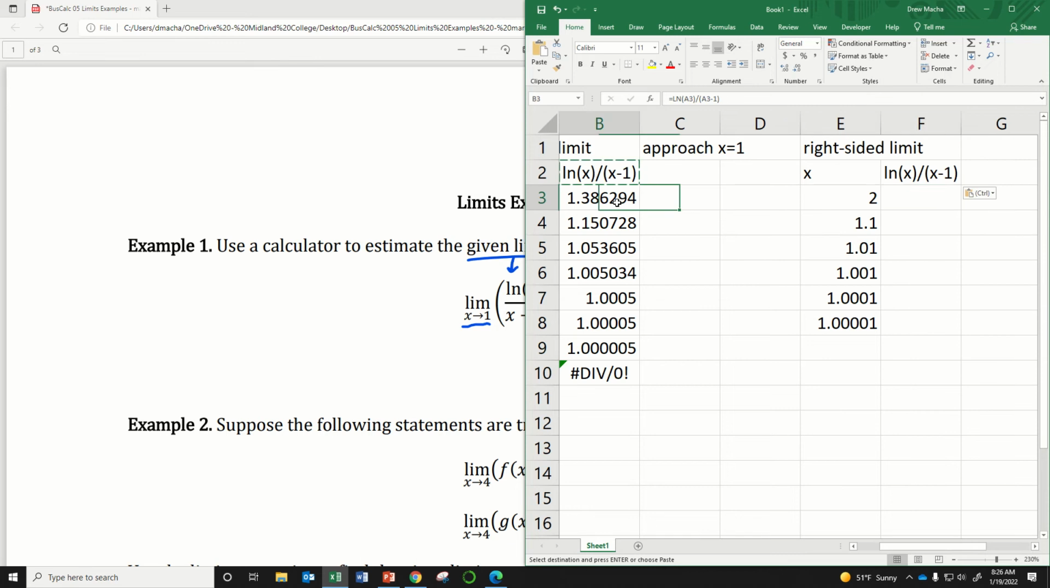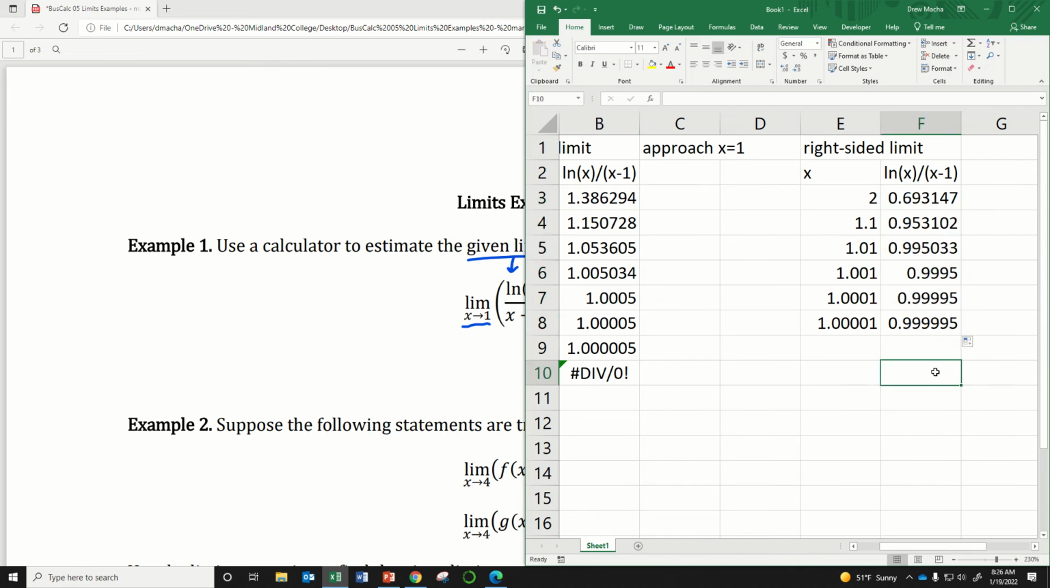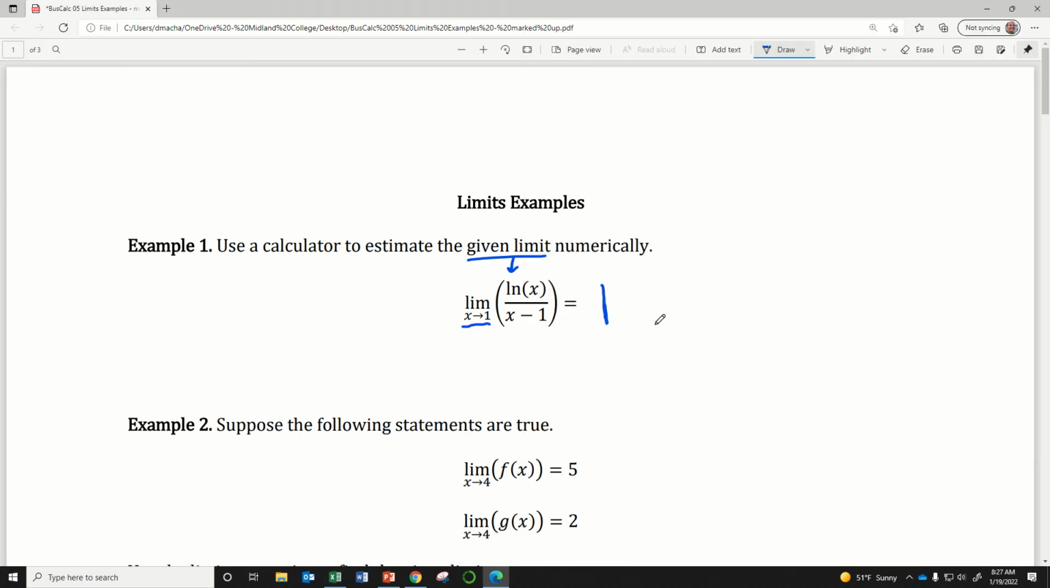And for the output of the function, I actually want the same thing. And so as we get closer and closer to the number 1 coming in from the right side, you can see that these values go from 0.69 to 0.95 to 0.995, 0.9995, and so on. They're actually getting closer and closer to 1 as well. So my right-sided limit is also 1 here.